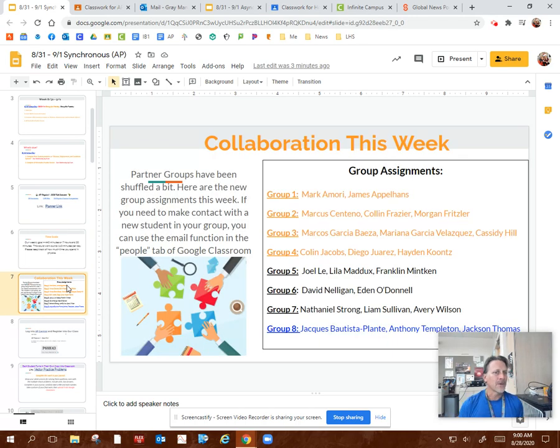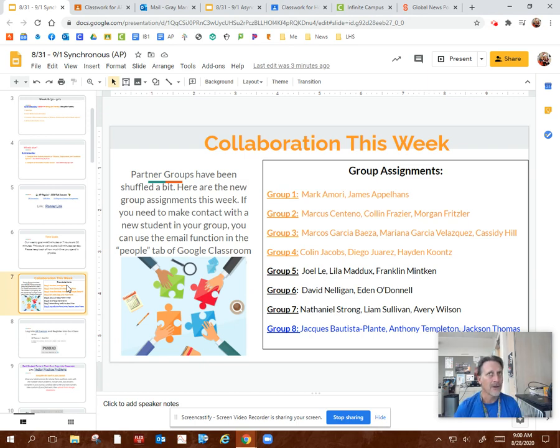One of the things that we're going to do this week is shuffle the groups a little bit. There's been some changes in schedules, and some of the groups were too big and some were too little. So your group is going to be similar to what you had last week, possibly the same, but there are some shufflings going on too. So just take a look and see who your new group members are.